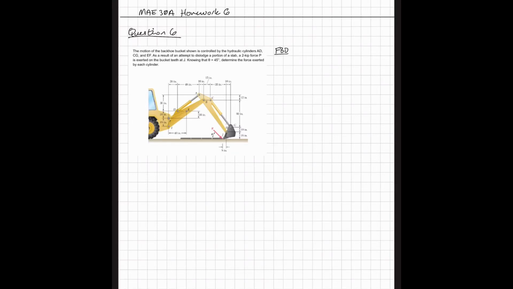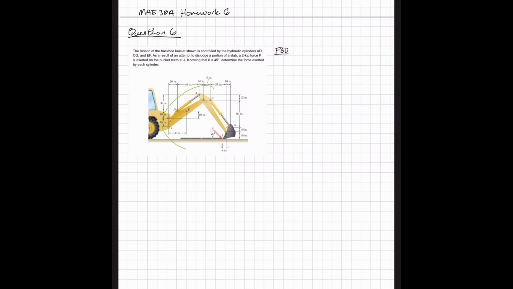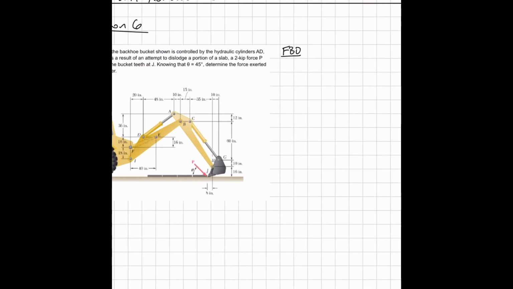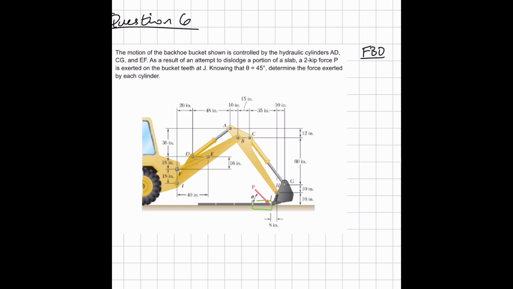All right, so here we have the last problem of homework 6. And right off the bat, it looks pretty intimidating. There's a lot going on here, but if we break it down into individual steps, it's not too bad. So we have a backhoe here, which is trying to lift a tile down here, and it's powered by these hydraulic cylinders on the arm. And we are trying to find the forces in each of those cylinders.